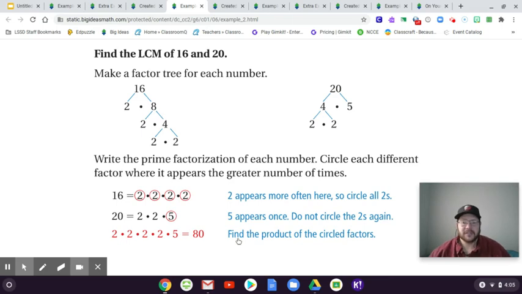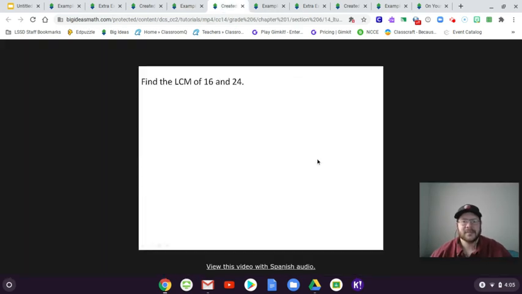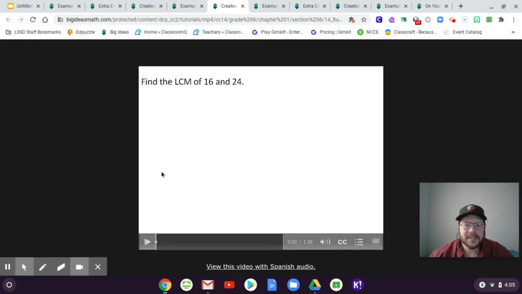You could have also found this by making the list of multiples of 16, not all of them, because that would take forever, and the first few multiples of 20, and you'd find out 80 is the first one that shows up on both lists. So that's factor trees or prime factorization. Okay, so now try this one. Find the least common multiple of 16 and 24 by doing factor trees and using the prime factorization. You've already done 16, so you just got to do 24. So what is the prime factorization of 24?